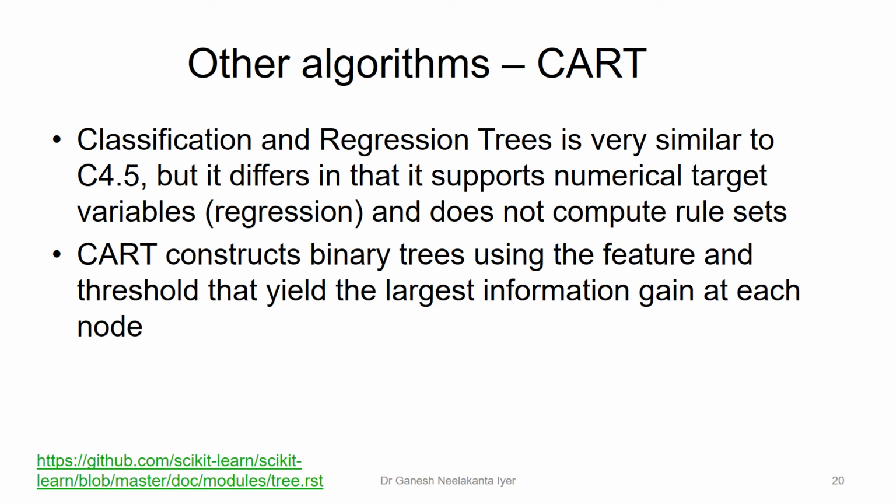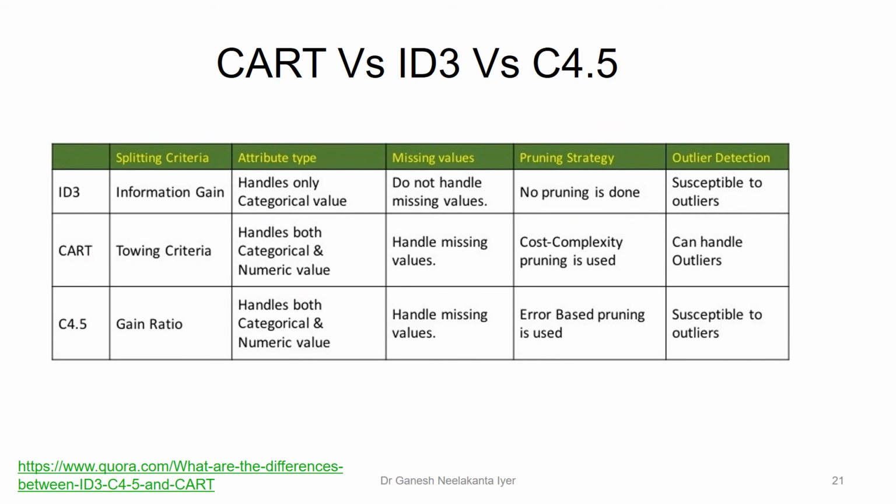There is also an algorithm called Classification and Regression Tree, CART. It is very similar to C4.5, but it differs in that it supports numerical target variables and does not compute rule sets. CART constructs binary trees using the feature and threshold that yield the largest information gain at each node. A quick difference between these three: ID3's splitting criterion is information gain, for CART it is the Twoing criterion, and for C4.5 it is gain ratio. I request you to learn the other splitting criteria. We may not discuss them here.